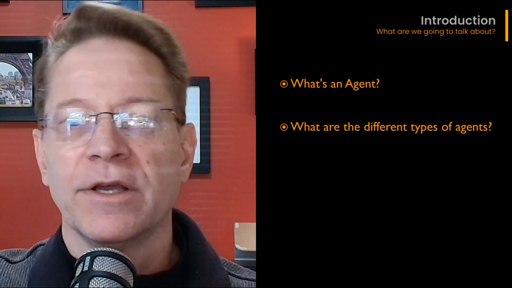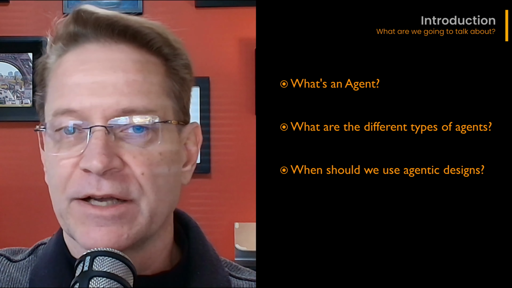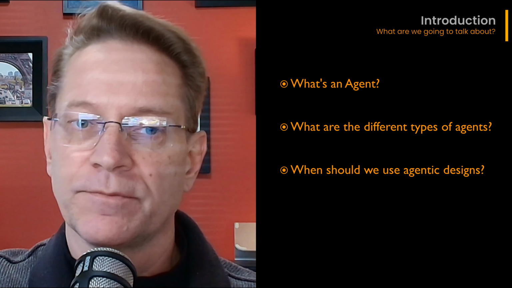Hey everyone, today we're going to explore the three categories of AI agents, what different use cases they serve, and when it's most appropriate to use each pattern. First, we'll go through the basics. What is an agent? What are the different types of agents? And when would we want to use agent designs rather than traditional procedural ones?